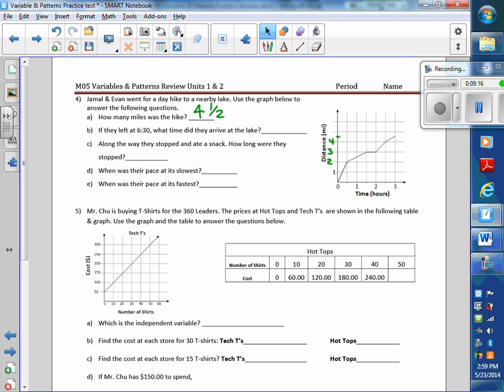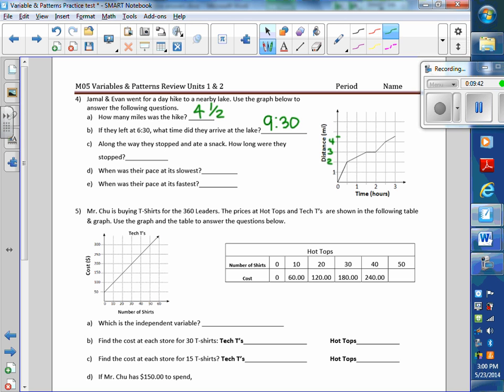If they left at 6:30, what time did they arrive at the lake? What'd you get, Jen? 9:30, because it took them 3 hours. Good job. I had 3:30 because I thought that was the hours, but I changed it to 9:30 because that's what I meant. Yeah, you have to do the reading. So that happens.